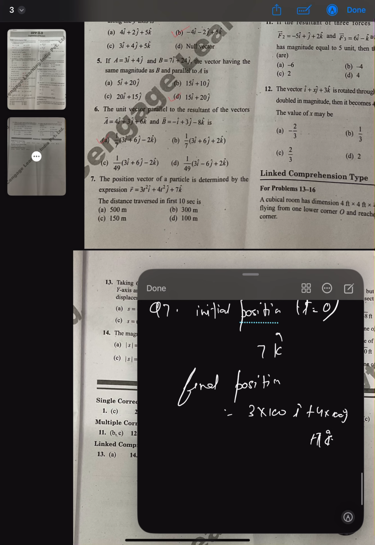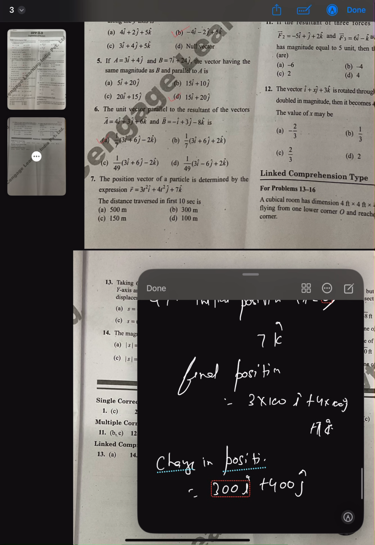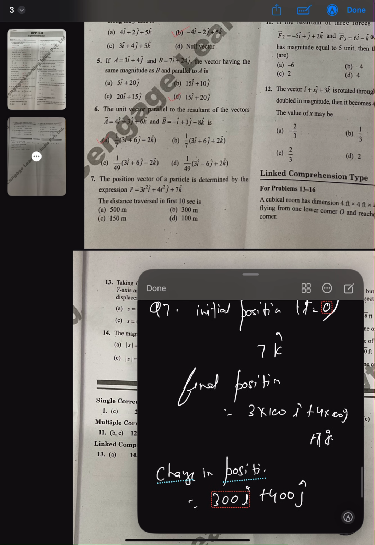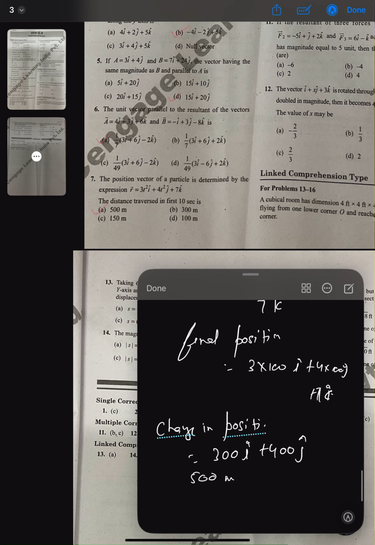So what is the change in position? Change in position will be 300 i cap plus 400 j cap, and 7 minus 7, that will be 0. So this is the change in position. Its magnitude will be 500 meter. Yes, 500 meter. The answer will be A. Hope you know how to calculate the magnitude.